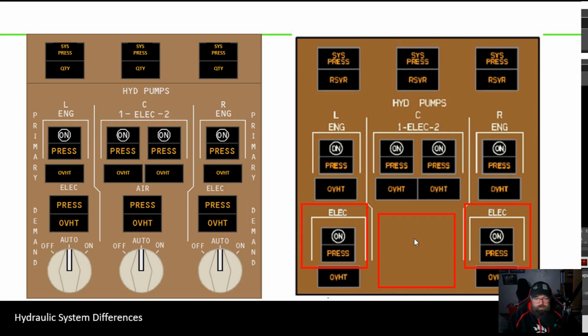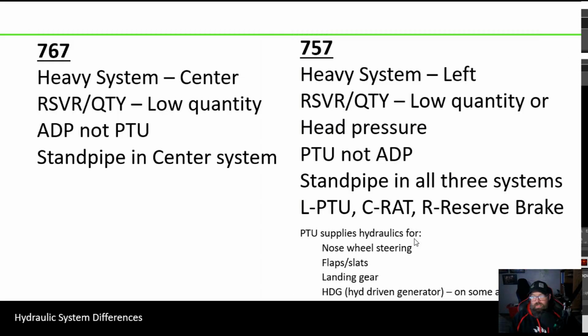Okay? So now that we've talked about all that, this is kind of just a quick summary of the differences between the 7.5 and the 7.6. On the 7.6, the heavy system is the center. On the 7.5, the heavy system is the left. Reserve and quantity lights are going to be a little bit different. It means low quantity below 50% in the 7.6. It means low quantity or low head pressure on the 7.5. The 7.6 has an air-driven pump or an air demand pump, and does not have a PTU. The 7.5 has the PTU in lieu of the air demand pump.